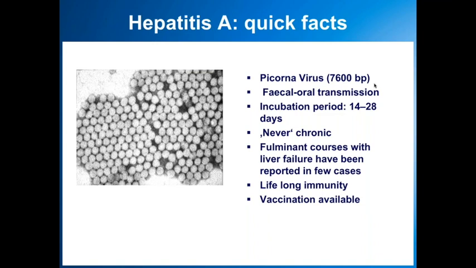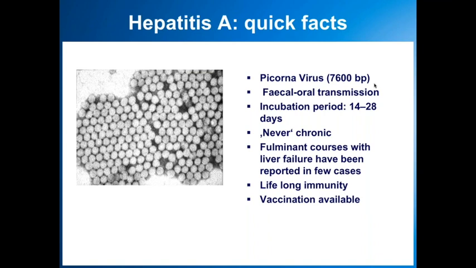The good news about hepatitis A is it really does not translate into a chronic course, whereas hepatitis B can become chronic, usually in 5% of patients if they're immunocompetent, a little bit higher if you have HIV, and maybe 60-70% chronic courses in hepatitis C. This never becomes chronic, so that's good. But the problem is the older you get, the sicker you can become. And there have been some descriptions of fulminant courses with liver failure, and although those cases are rare, obviously, it is something which can have a significant impact on your health.